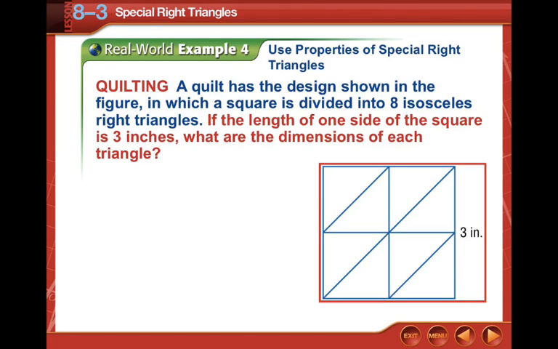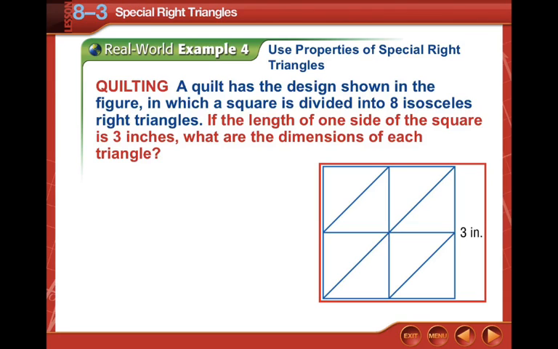So here's a real world example. We have a quilt that has a side length of 3 inches. Sorry about that. I had an announcement going on in the school, and I paused the video to cut it off so you didn't hear what the announcement was.